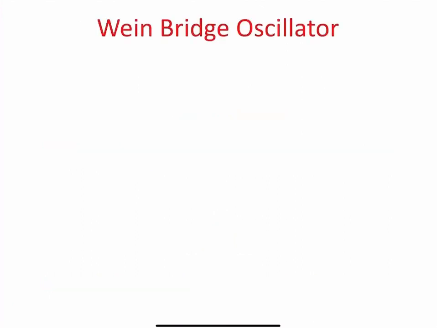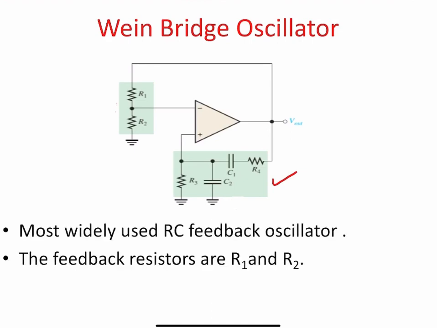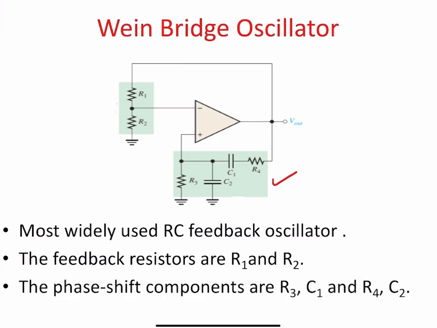Now come to the Wien-Bridge oscillator. Wien-Bridge is also a type of RC oscillator. Means in the feedback network, or the frequency determining network, R and C components are used. You can see in this figure. This is the frequency determining network. Here R3, R4, C1, C2. These are the phase shift components also. And feedback resistors R1 and R2 provide stability of gain. It is the most widely used RC feedback oscillator.